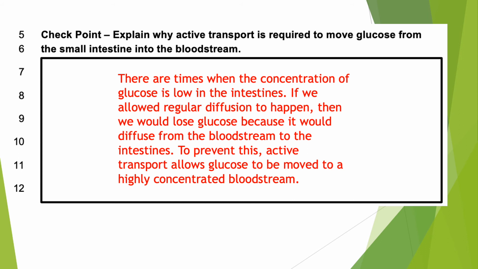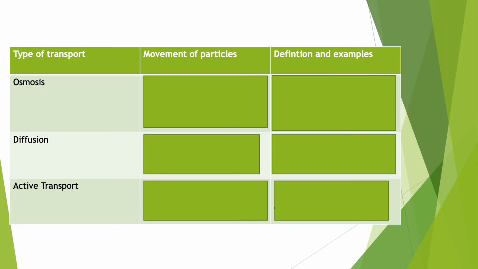All right, and then if you go a little bit further down, you'll notice that there is a big chart. On the left side, there's osmosis, diffusion, and active transport, and it asks you to define and give examples. Okay, and with the movement of particles, just basically explain where does it go from into where. So go ahead, pause the video, take some time to do this, go back, revisit some of the previous lessons. That's totally okay with me.